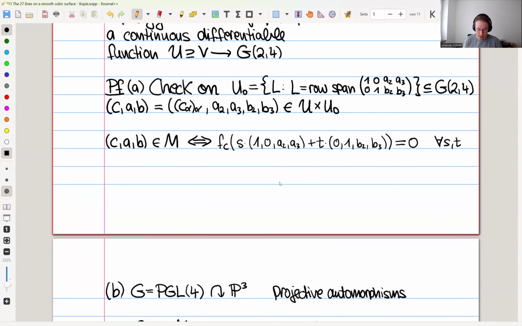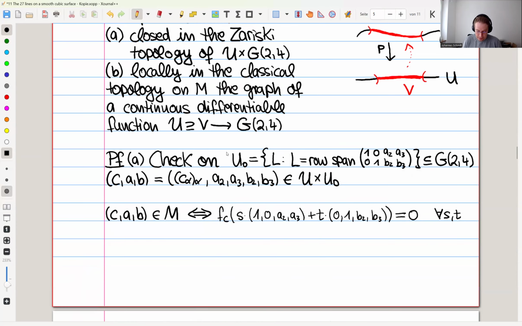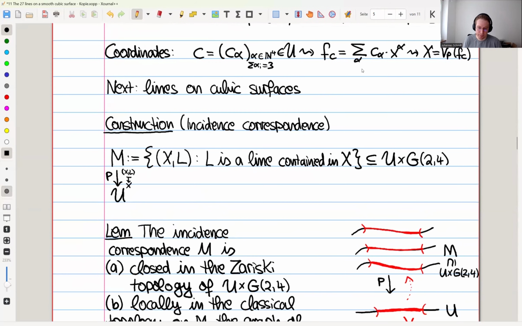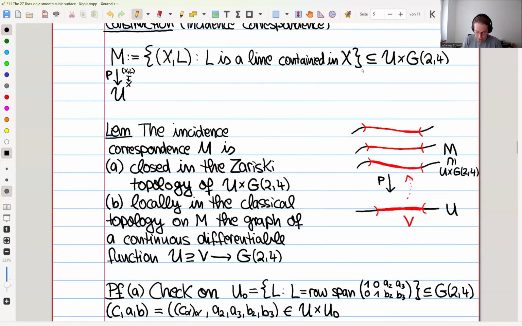Okay, and so now we can expand this. We know that Fc, this was here, so somehow Fc is just this sum here, and we can basically just plug it in.